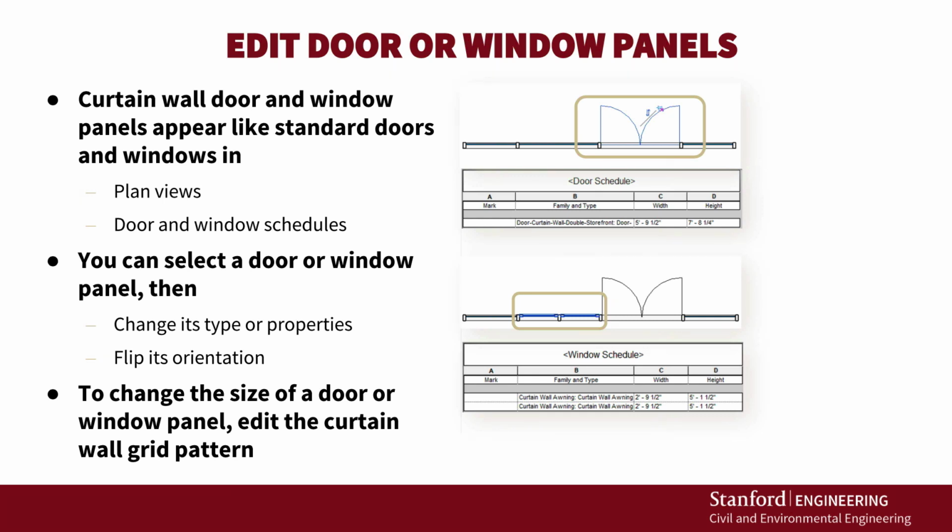In a plan view, you can select a door or window and then change its type or type properties or flip its orientation, the standard operations that you're used to applying to typical doors and windows. Although you can edit them this way, they're still considered curtain panel types. To change the size of a door or a window panel, you can't do it in a plan view or in one of the schedules. You need to return to the curtain wall itself and edit the curtain wall grid pattern. The door or window sizes will be updated to reflect the changes you make to the curtain grid pattern.